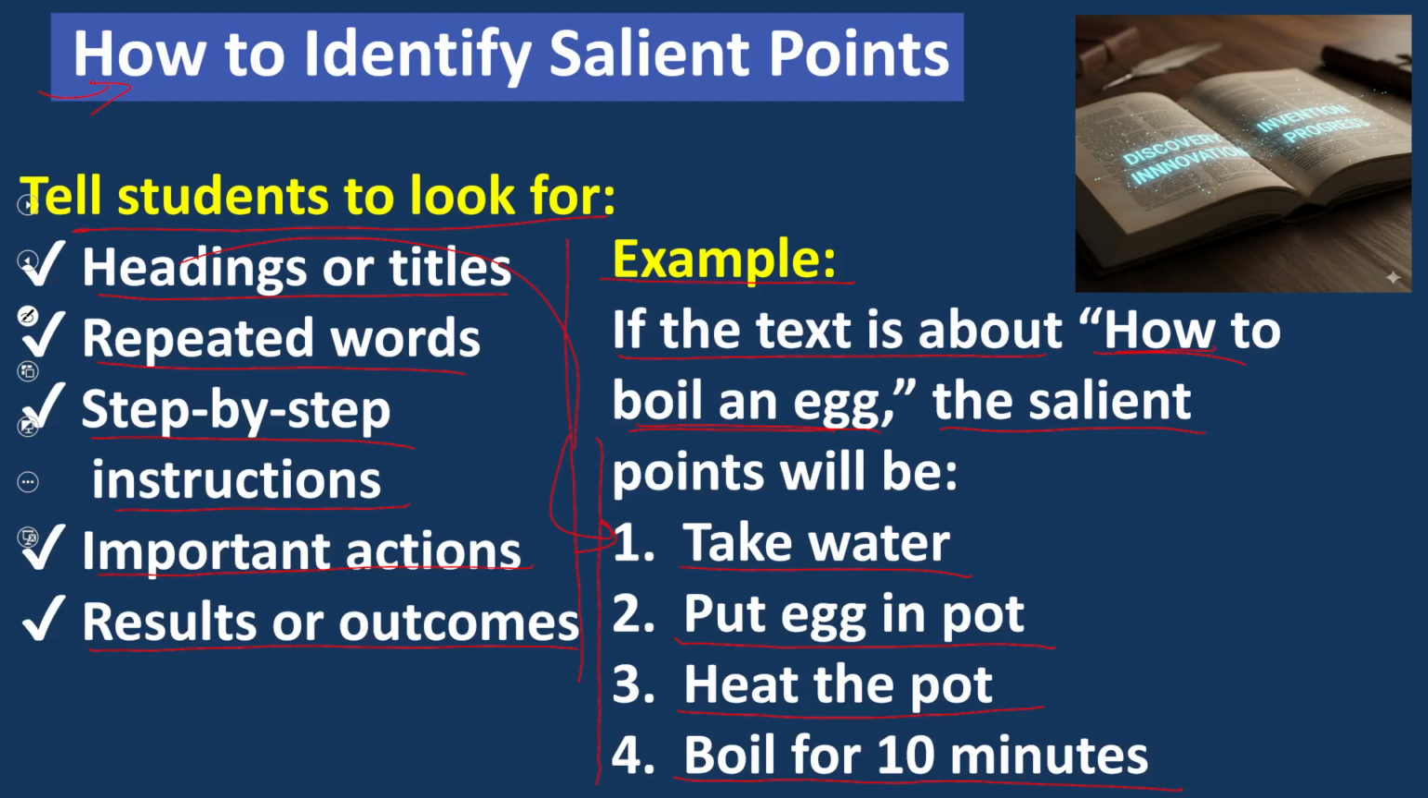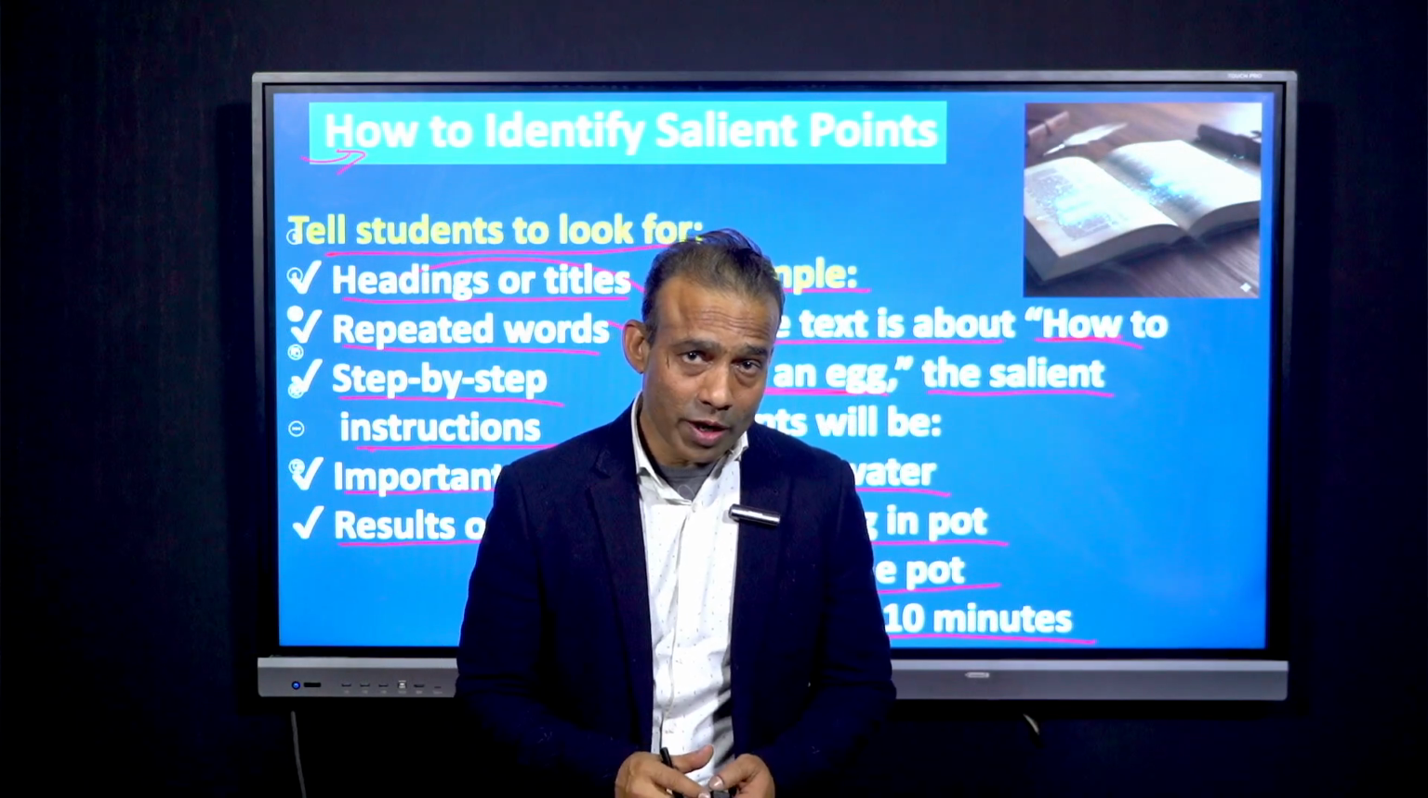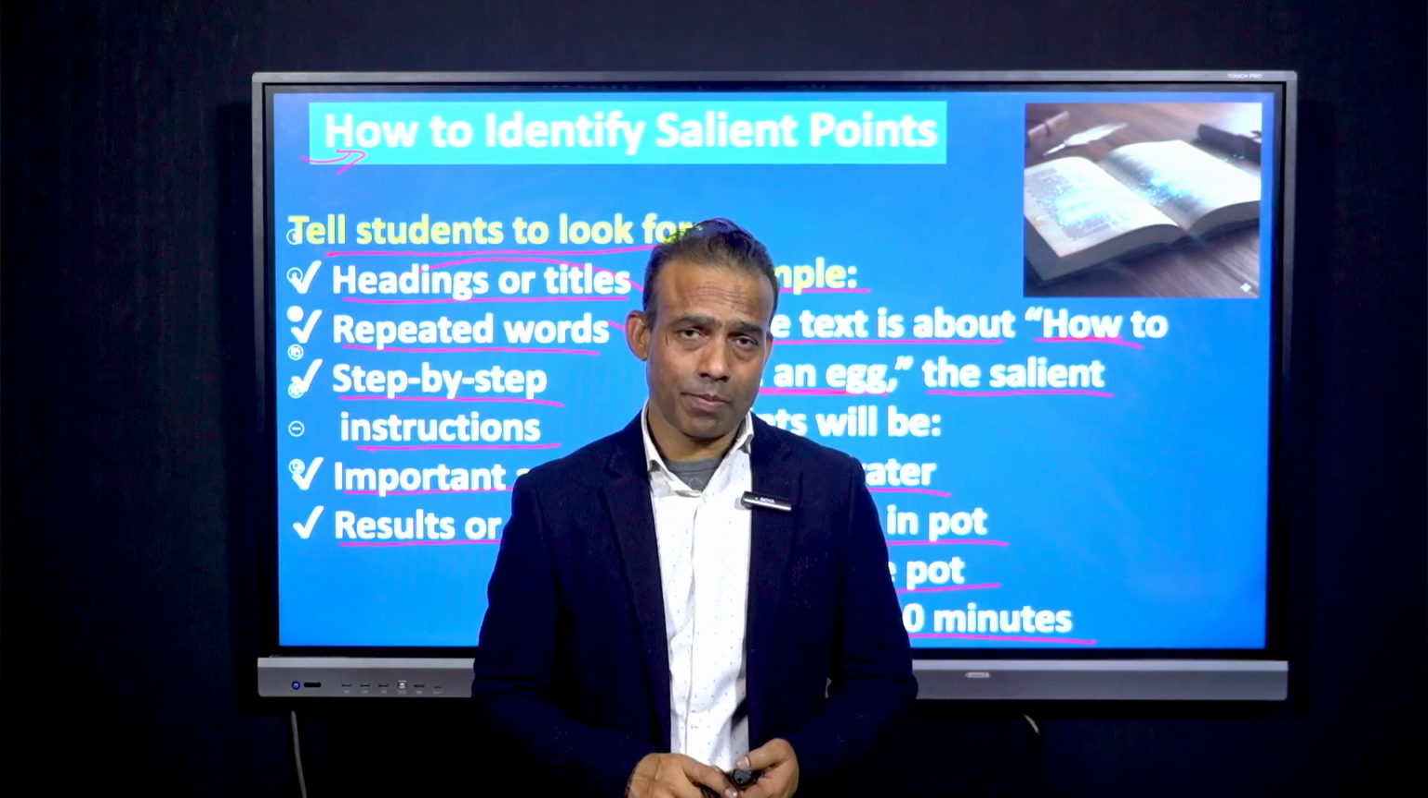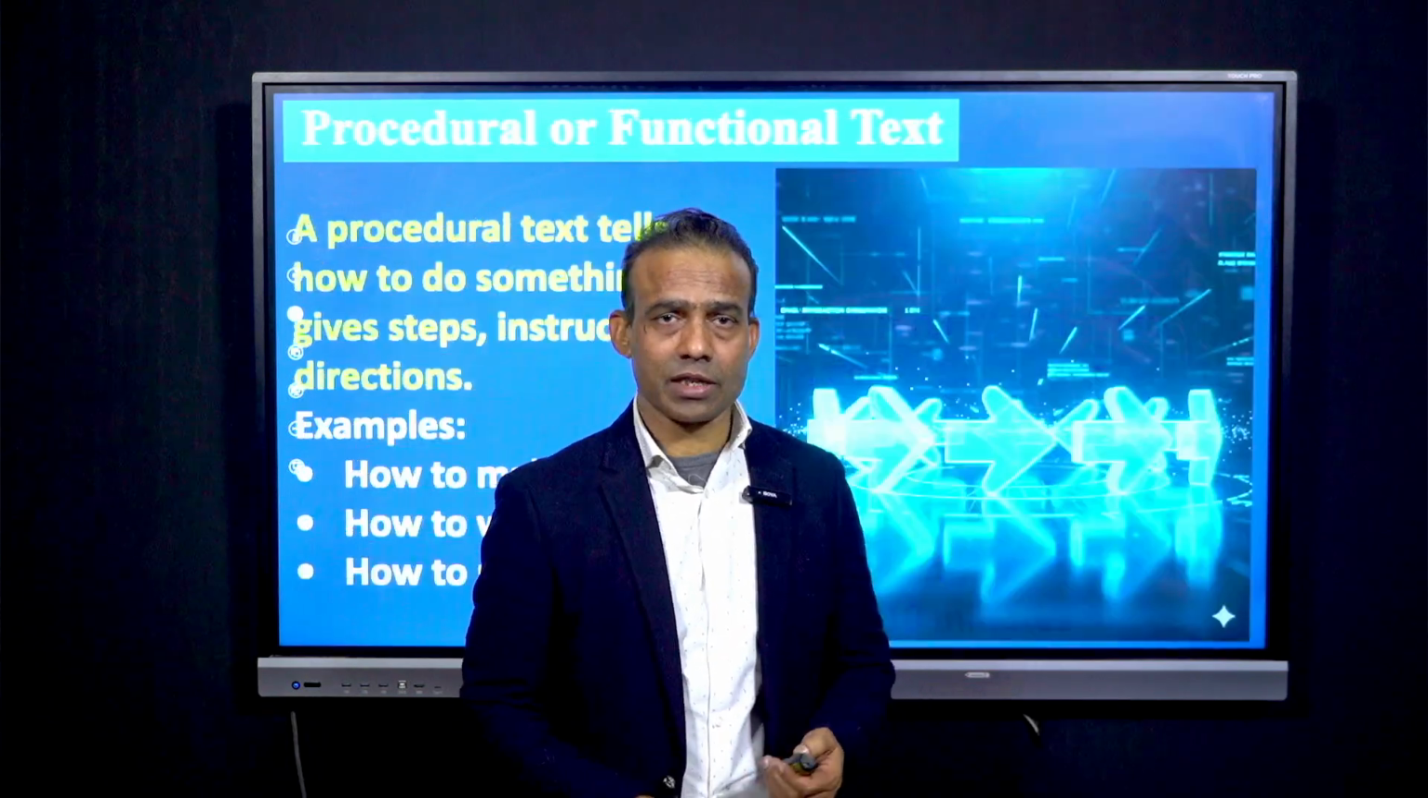So these are the repeated words. Step by step: one, two, three, four. And these are the instructions. Important actions: take, put, heat, boil. These are the important actions. Results or outcomes are there as well. So in this way we can identify the main points. Move to the next slide.